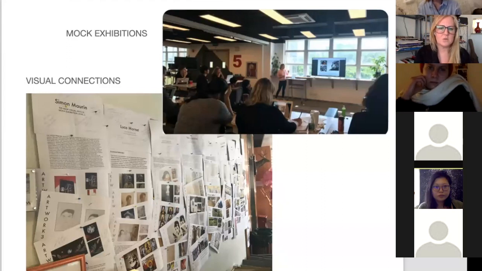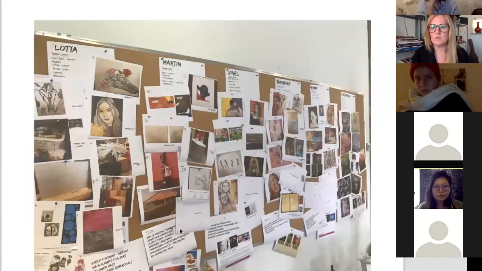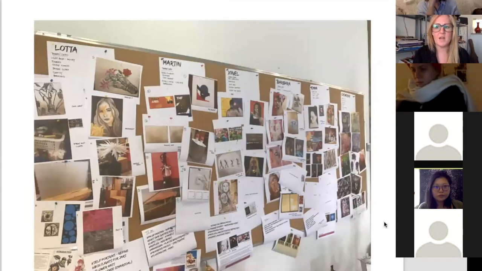The other thing that I do, once their mock exhibition is done, I take their presentation and I print out all their artworks and I put it on a board. I put all their ideas on a board. And then as they finish each of their artworks, I photocopy it and put it on the board. It starts to create a visual collection of all the students' work, so that they can start to see what their works are going to look like together.